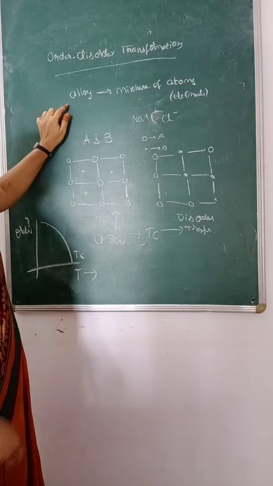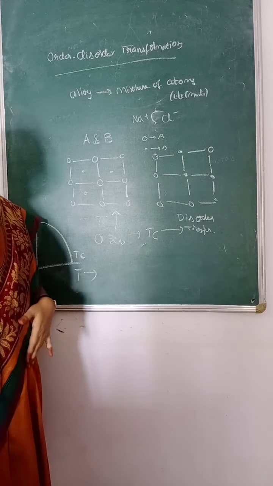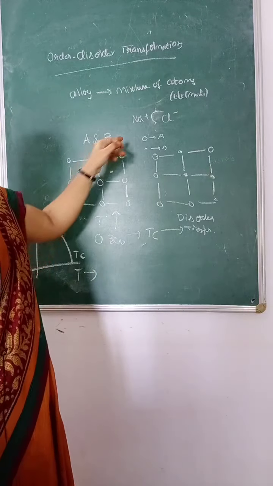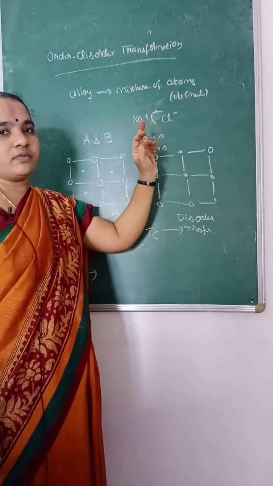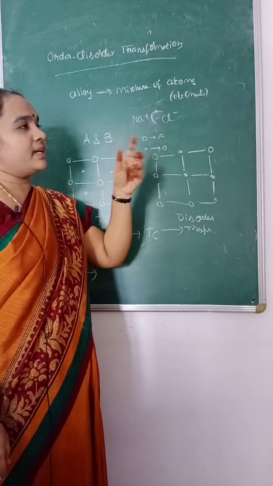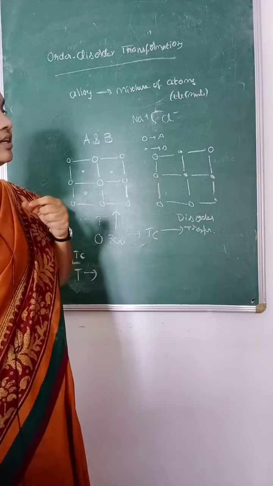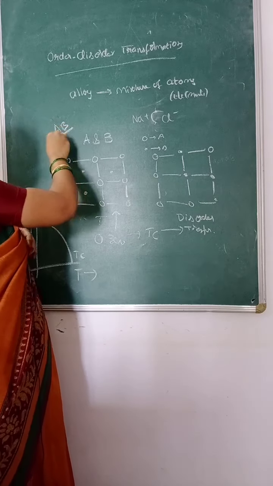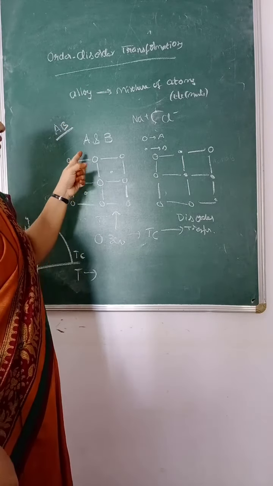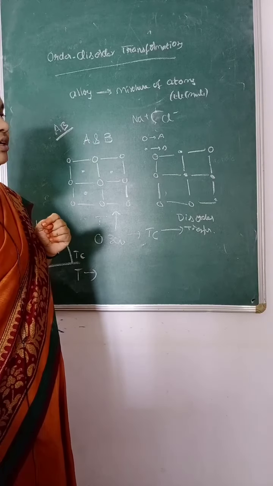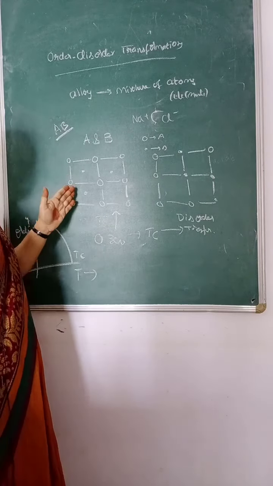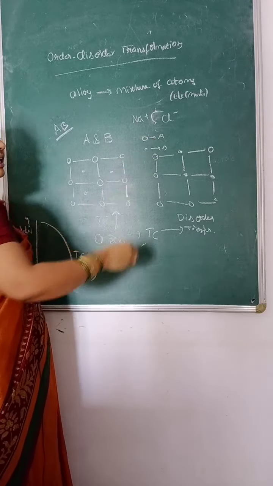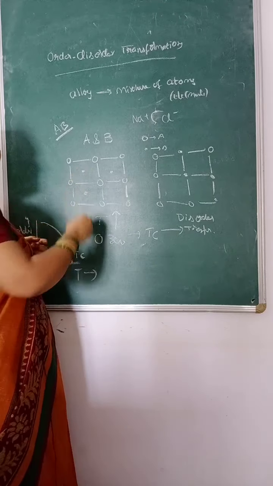Let us consider an alloy. An alloy is nothing but a mixture of atoms or elements. If you consider the sodium chloride alloy, it is a mixture of sodium plus ions and chlorine minus ions. For example, consider an AB alloy, which has two different elements A and B. By default, let these structures be A and these dotted ones be B.